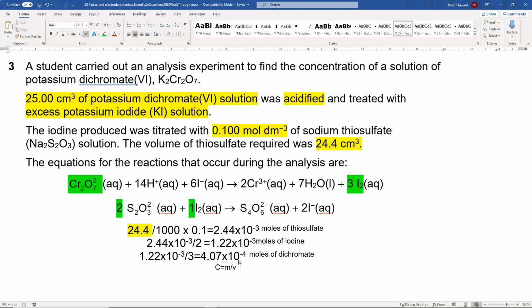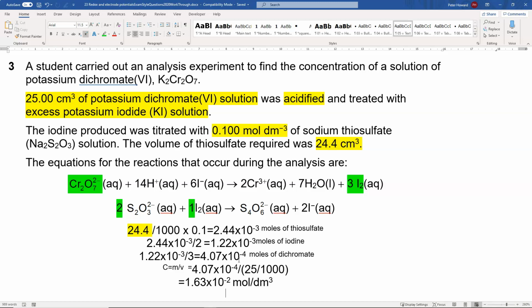So we'll do concentration is equal to moles divided by volume. Obviously we need to have the 25 centimeters cubed in decimeters cubed, so divided by 25 over 1,000, giving us 1.63 times 10 to the minus 2 moles per decimeter cubed.